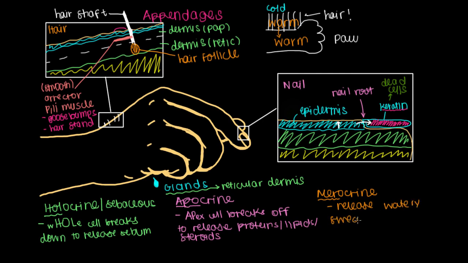They release watery sweat by a process you may be familiar with. It's called exocytosis. That's the budding off of the cell membrane with contents from inside the cell, which in this case would just be watery, salty contents that would be sweat.